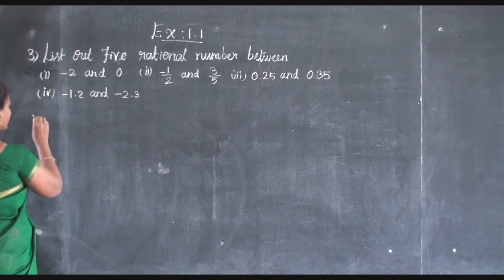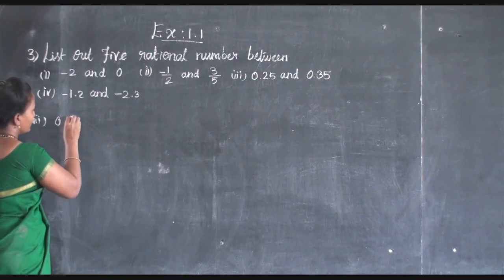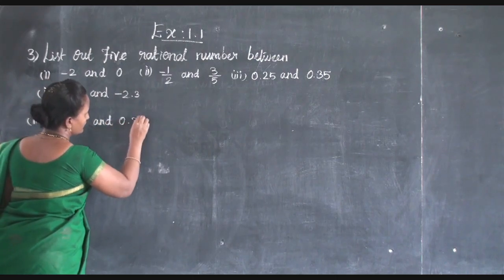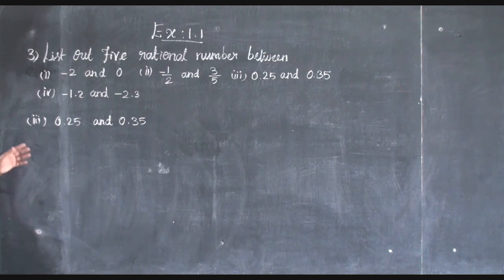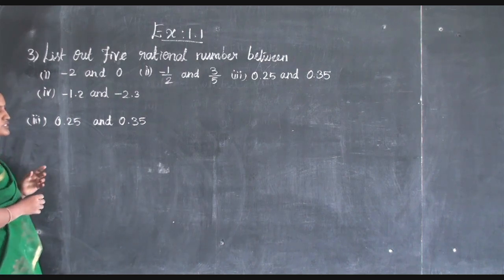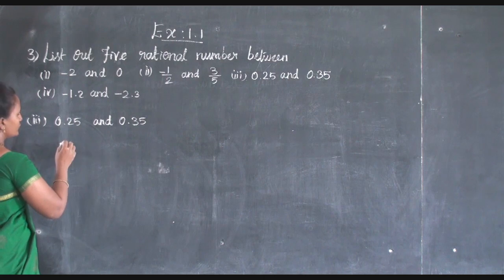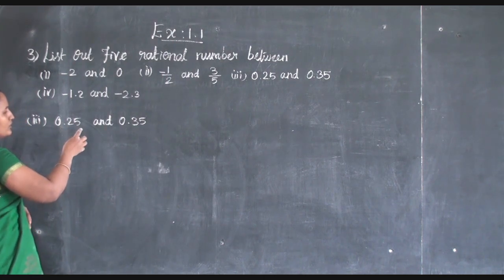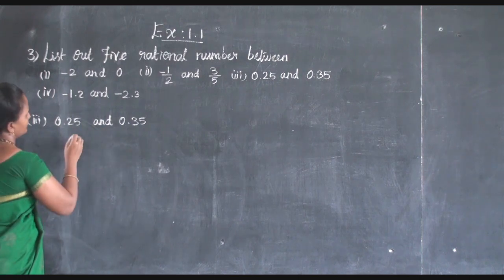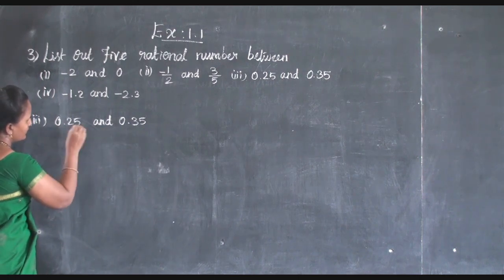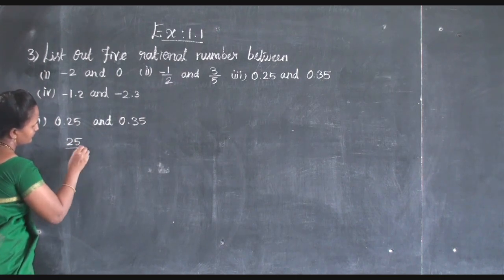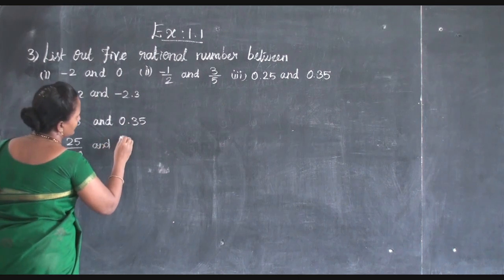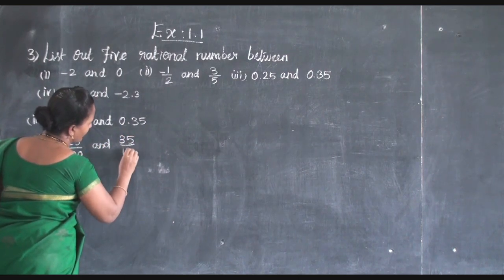Now the third sum, 0.25 and 0.35. These are in decimal form. First we have to change into fraction form. I already told you how to change into fraction form. After the decimal point, 2 digits are here, so divide by 100. 25 by 100 and 35 by 100.